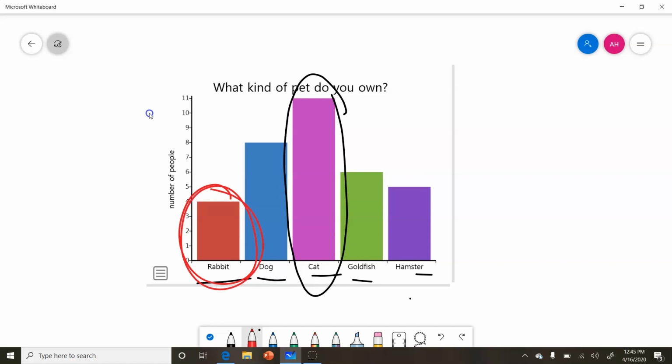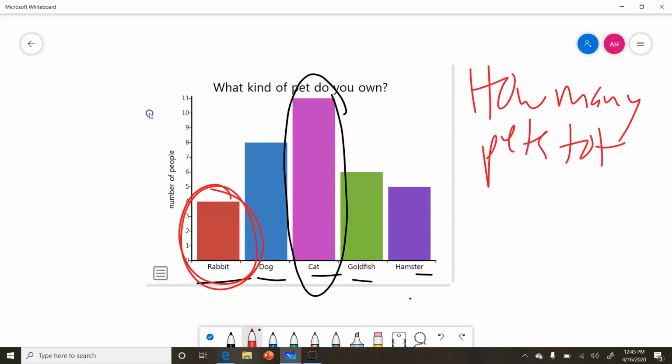If I said, how many pets were there total? Okay, what if I said, how many pets total? How would we figure that out? Well, we would just add, right? We'd say, okay, how many hamsters do we have? We have 5. How many goldfish? 6. How many cats? 11. How many dogs? 8. How many rabbits? 4. And then I just add those together, right?